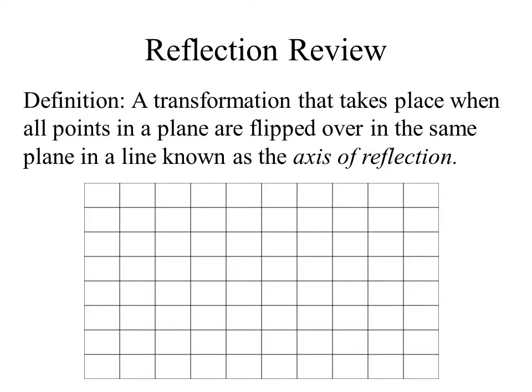Again, a reflection is a transformation that takes place when all points in a plane are flipped over in the same plane in a line known as the axis of reflection. Here we've got our axis of reflection, and we're going to flip our object, P, over this line, the points in our object over this line.